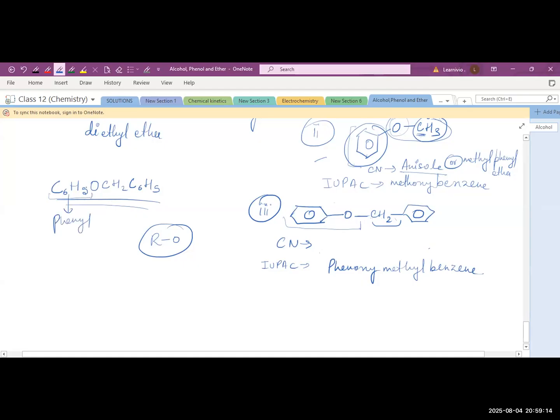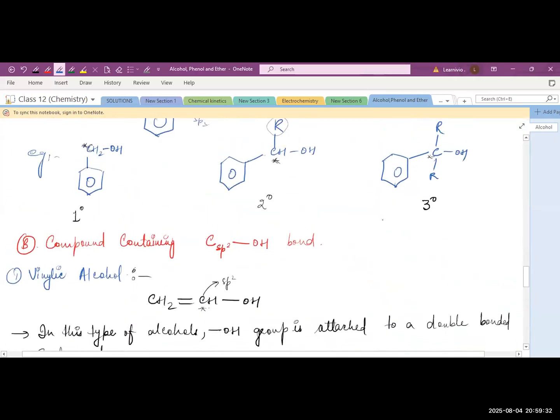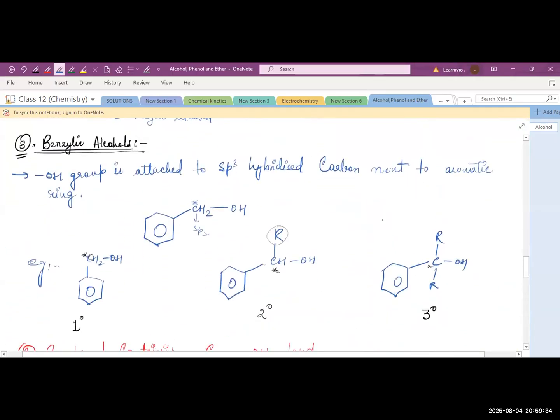And now see this O, this whole group OCH2C6H5, this part of the molecule, what is it showing? It shows an ether linkage, with oxygen. This is a benzyl group. I discussed this earlier in benzylic type of alcohol. What is benzylic? This type of linkage is a benzylic alcohol, right?